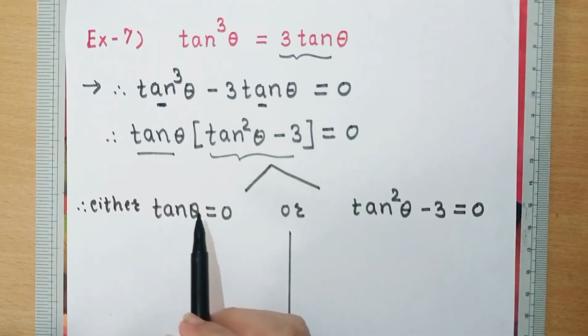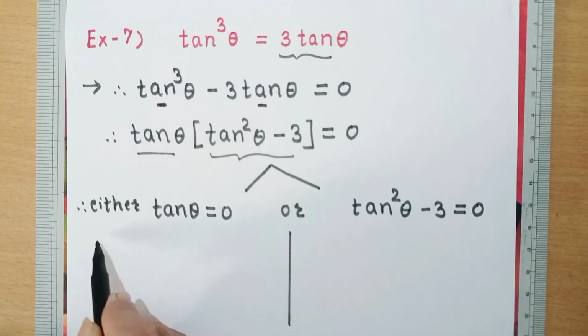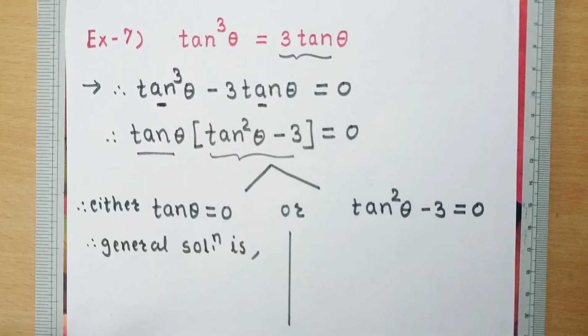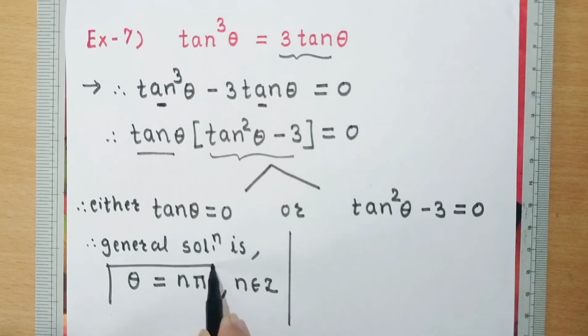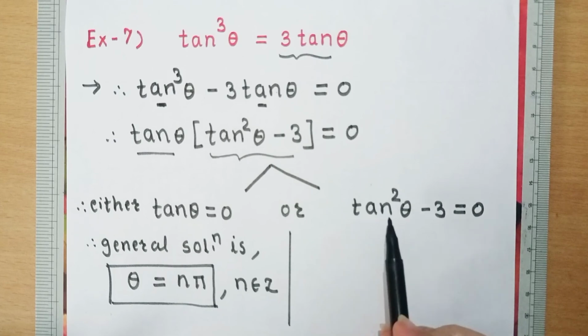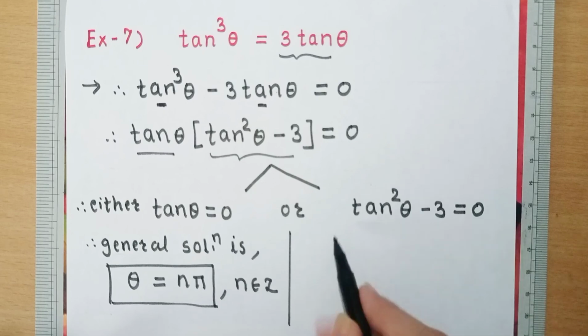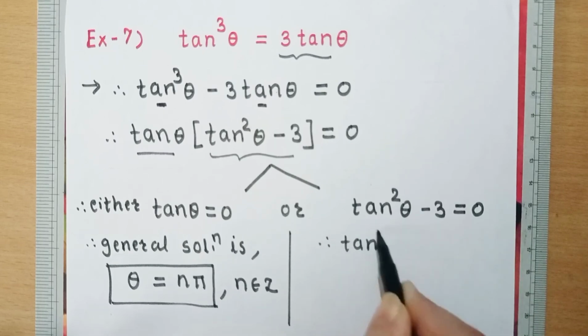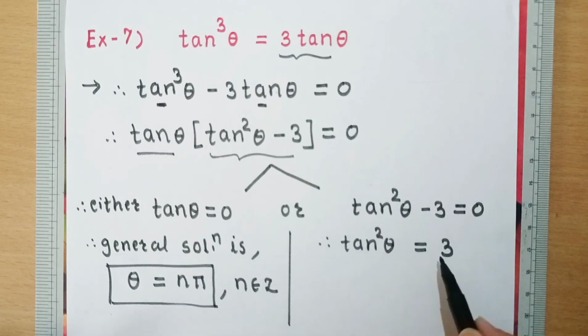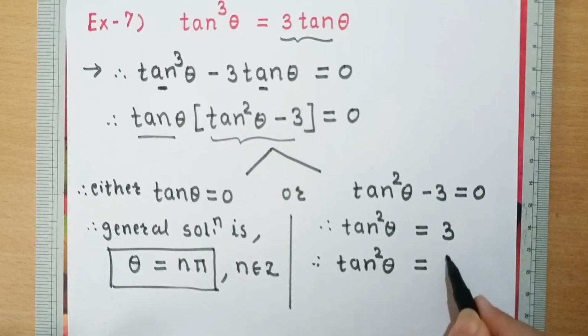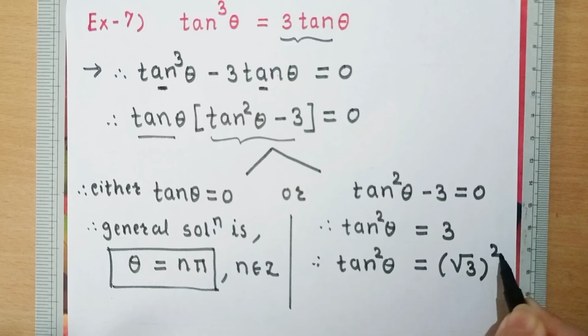And we have seen in the remark, if tan theta equal to 0, then its general solution is theta is equal to n pi, where n belongs to z. This is our first general solution. Now look at this. This bracket equal to 0. Move this minus 3 that side. Therefore, tan square theta equal to 3. Now we can observe this is a square term. So we will keep this 3 also in square form. And so this is equal to root 3 bracket square.